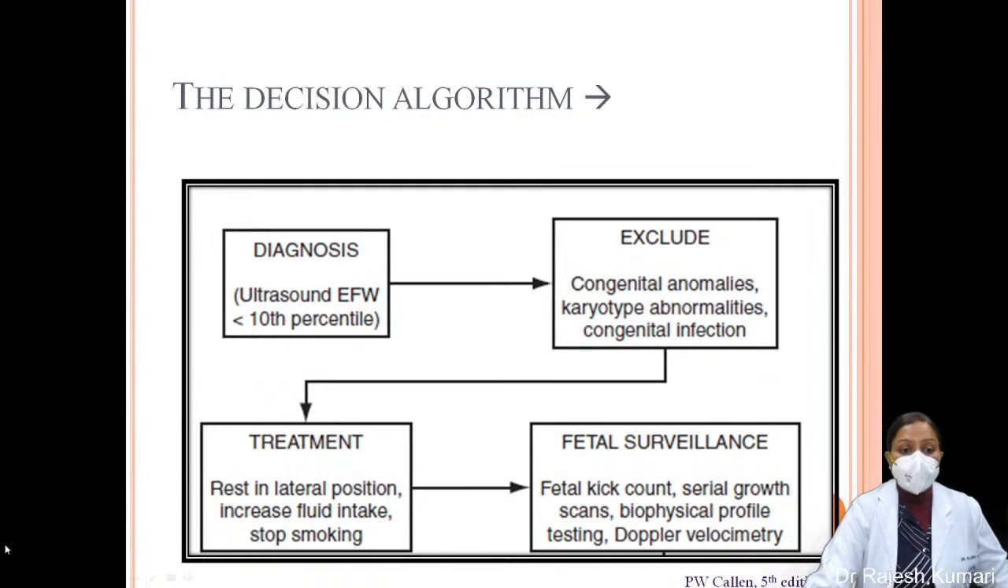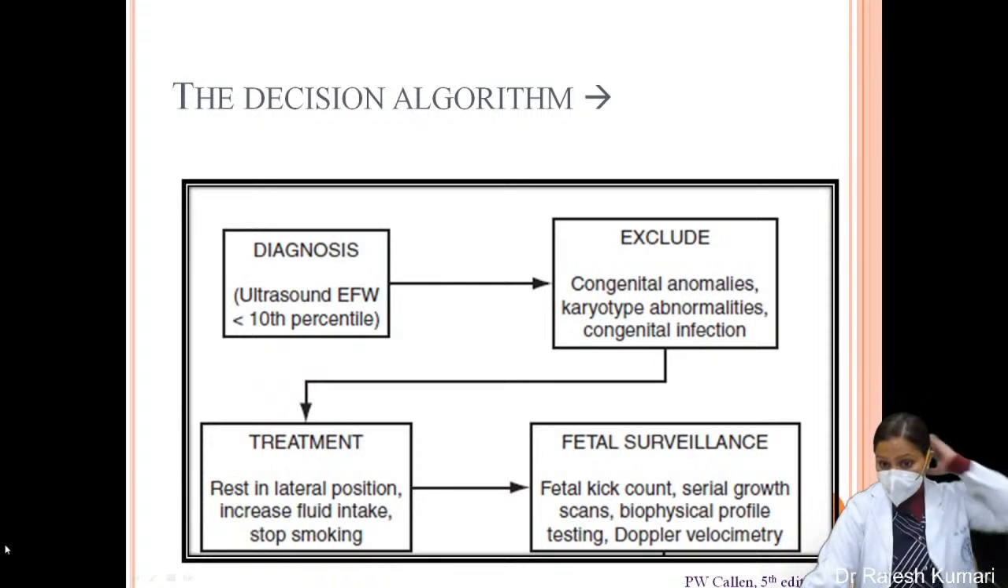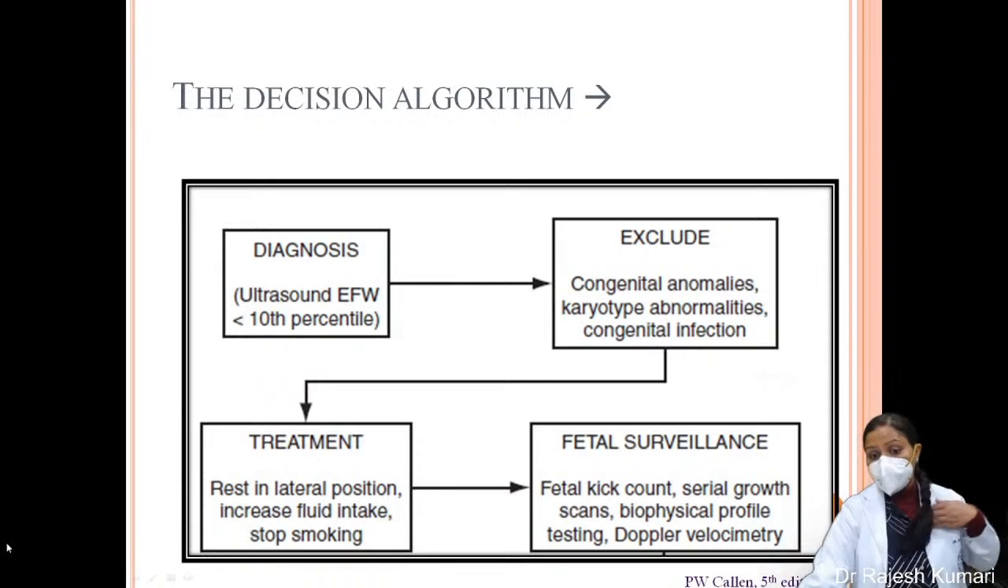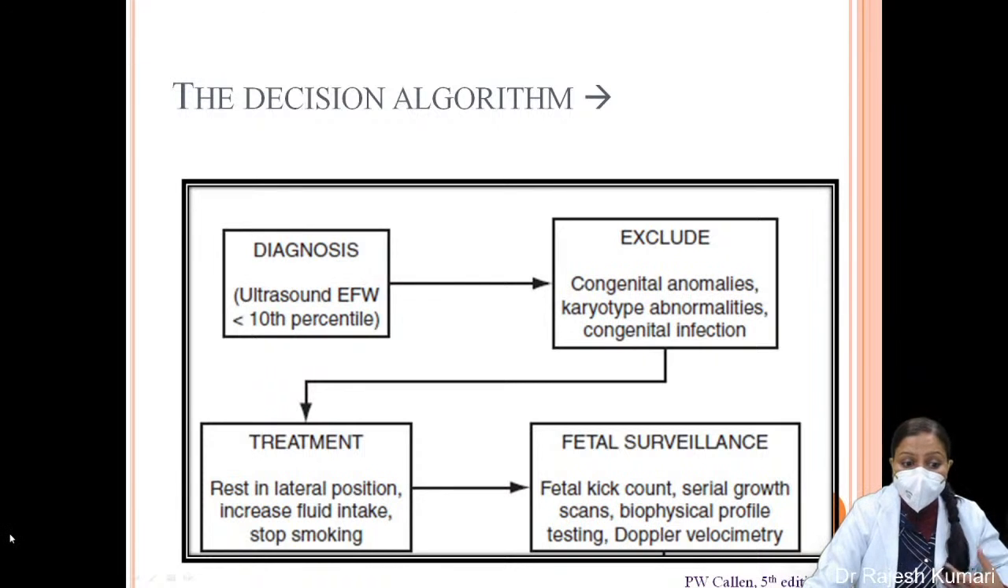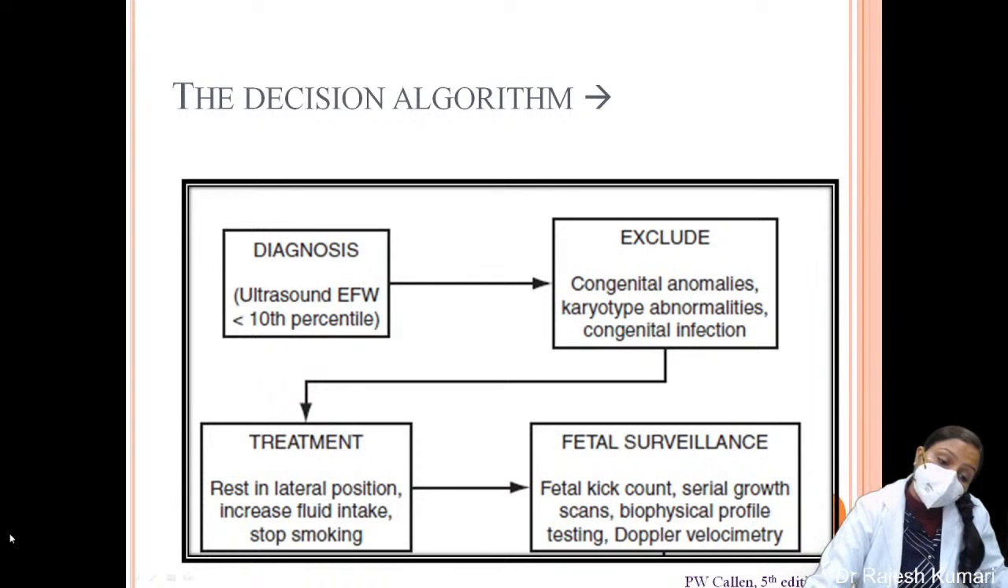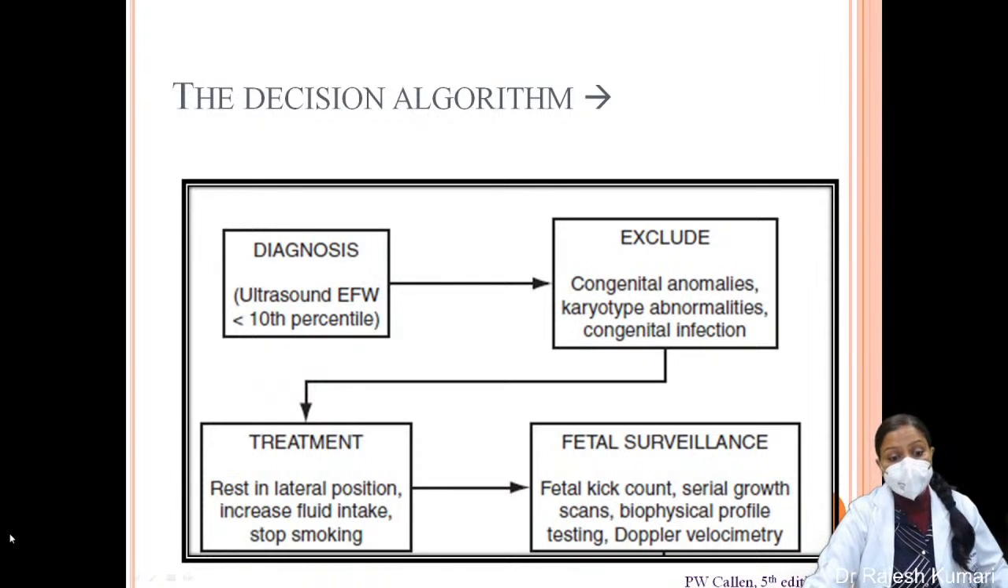So, the decision algorithm for FGR babies: diagnosis by ultrasound, estimated fetal weight less than 10th percentile, exclude congenital anomalies, karyotyping abnormalities, and congenital infection. Treatment includes rest in lateral position, increased fluid intake, and stopping smoking. Fetal surveillance: fetal kick count, serial growth scans, biophysical profile testing, and Doppler velocimetry.